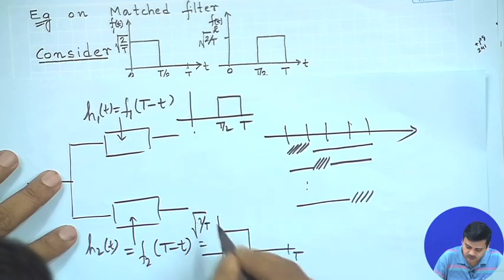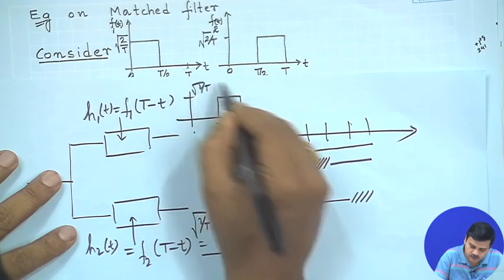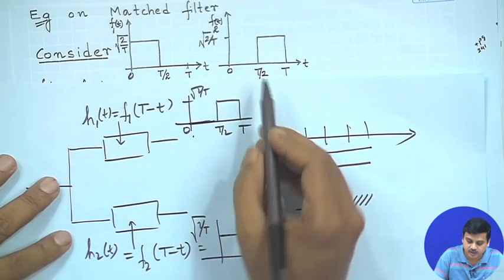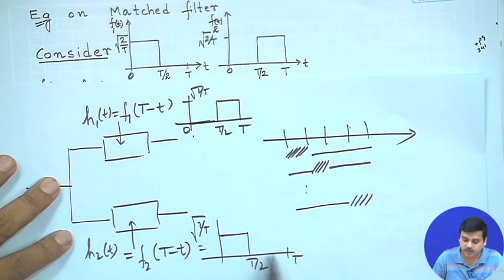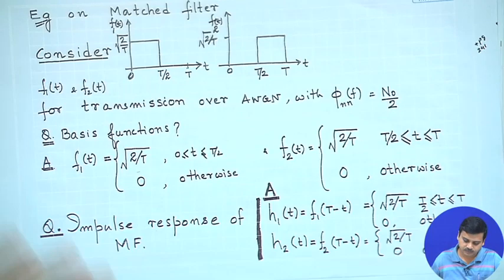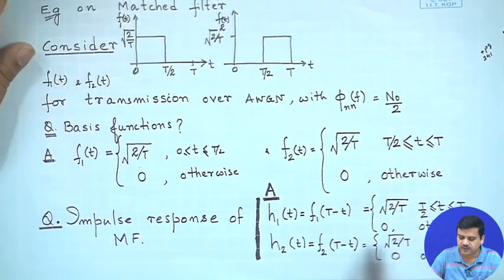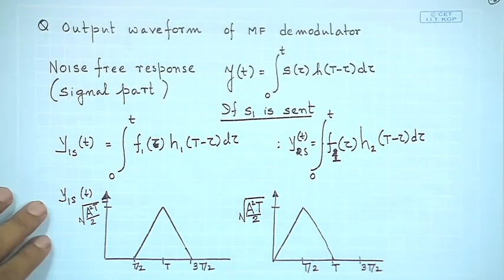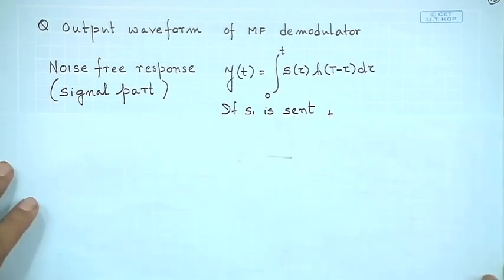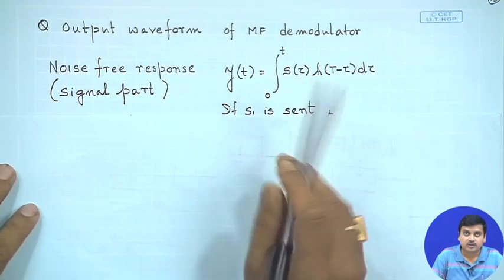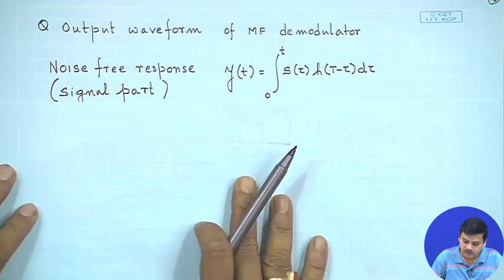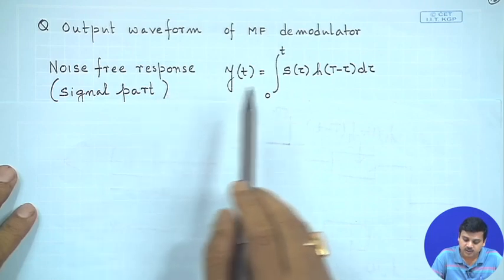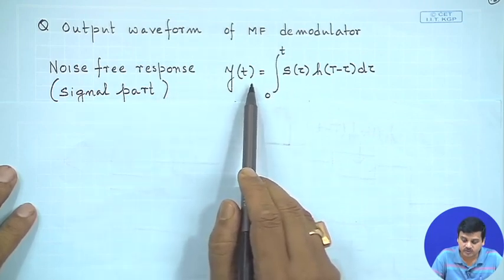and here the value is root over 2 by T, here it is root over 2 by T, and here it is 0. So, this part is 0; look at this, the matched filter is this one, and for this one the matched filter is this one, right, it is 0 over there. All right. So, you could construct the matched filter in this fashion, and then see the output waveform of the matched filter. There is noise, of course, so one could see the noisy response, but what we are interested in now is the noise-free response, that means only the response to the signal.